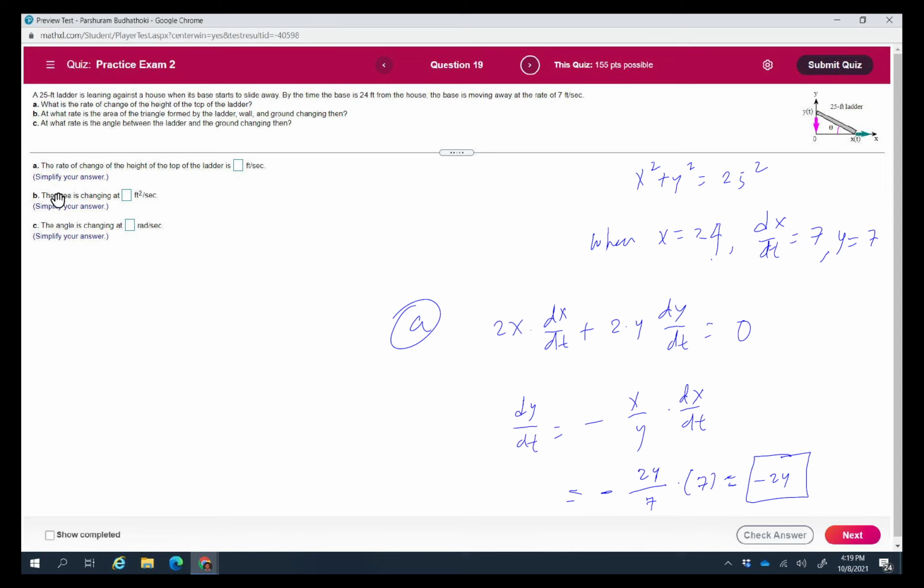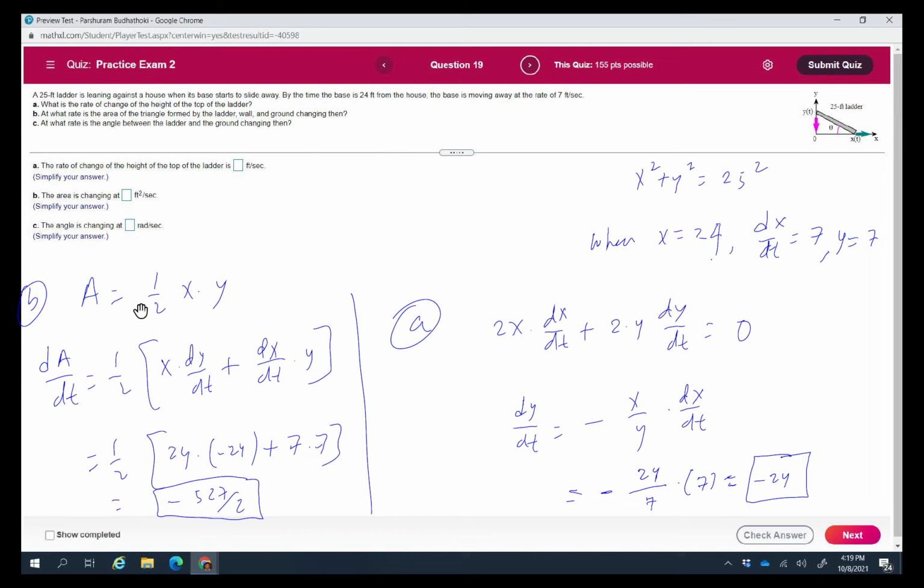That's the first part. The second part, the area is changing, so we need to find out the area. We know that the area of a triangle is half times base times height. In our case, base is x and height is y. So for finding the rate of change of A with respect to time, we just need to find the derivative of this part by using the product rule, which is x times dy over dt plus dx over dt times y.